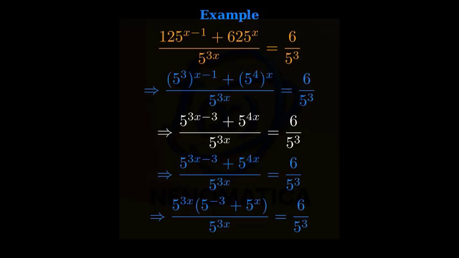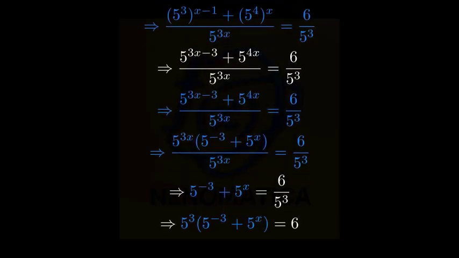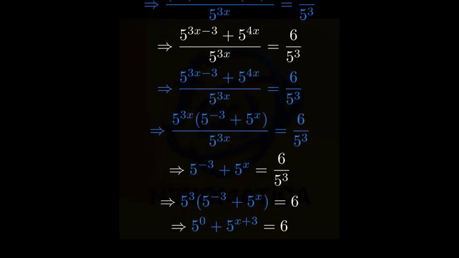to the power of x, all divided by 5 to the power of 3x. We can now cancel the common factor of 5 to the power of 3x in the numerator and denominator, leaving us with 5 to the power of negative 3 plus 5 to the power of x equals 6 over 5 cubed. Next, let's multiply both sides by 5 cubed to eliminate the fraction on the right side and simplify the left side. Now, let's distribute 5 cubed inside the parentheses.